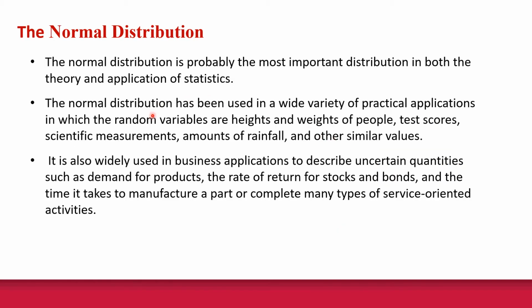Finally, the normal distribution. The normal distribution is probably the most important distribution in both the theory and application of statistics. The normal distribution has been used widely in a number of practical applications in which the random variables are heights and weights of people, test scores, scientific measurements, amounts of rainfall, and other similar values. It's also widely used in business applications to describe uncertain quantities such as demand for products, rate of return for stocks and bonds, and the time it takes to manufacture a part or complete many types of service-oriented activities.